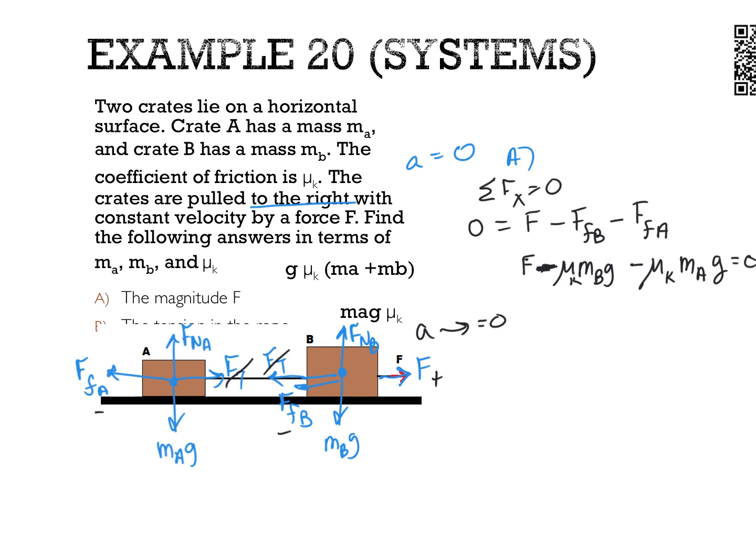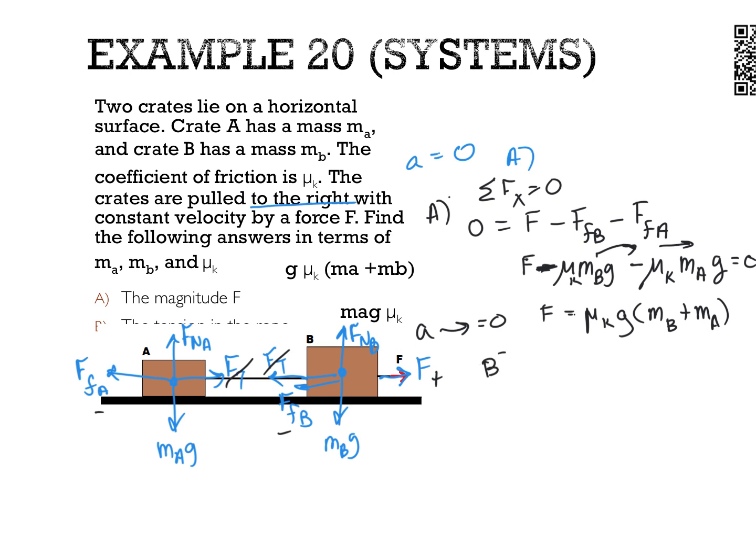Okay, so the force is equal to, bring these both to the other side, and we get mu sub k is the same for both of them, gravity is the same for both of them, and it ends up being m sub B plus m sub A. Signs change when they both go over, become positive. So there's my force. So that's A, magnitude of force.